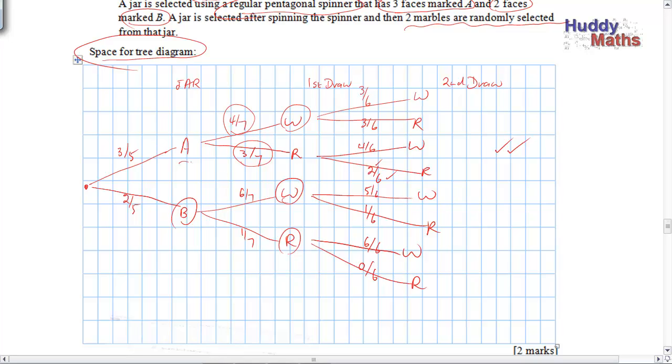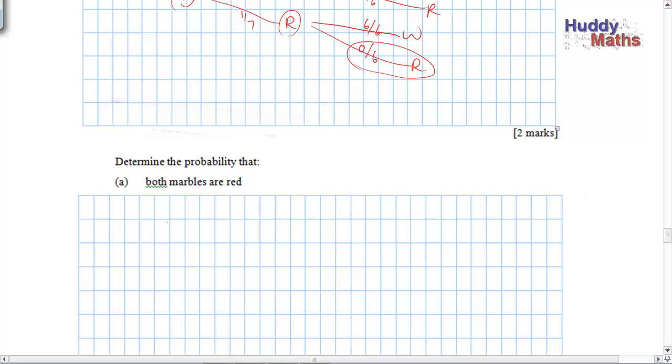Well, there's only one way of getting it. Jar A and 2 reds. Jar B, you can't get 2 reds. There's only 1 red in there. See this? So let's analyse it. Probability both red. Let's see what your thinking should be. Probability of A red red or B red red.